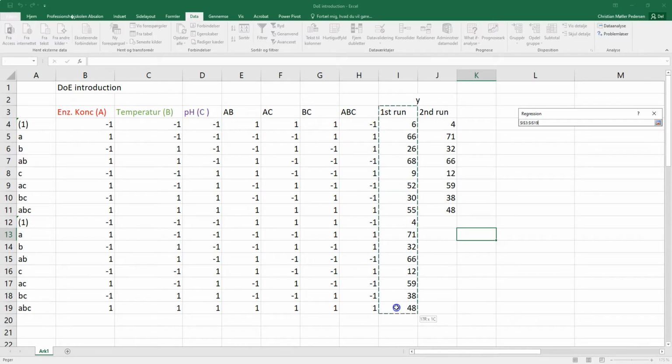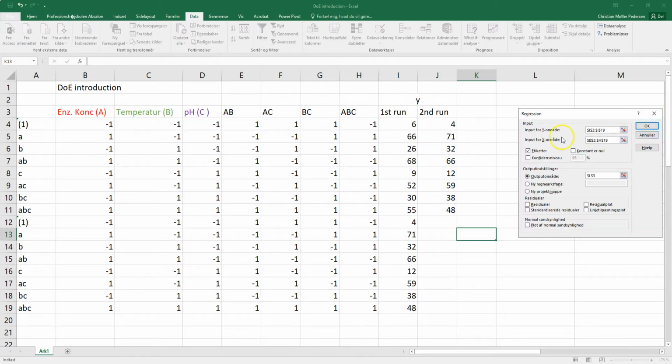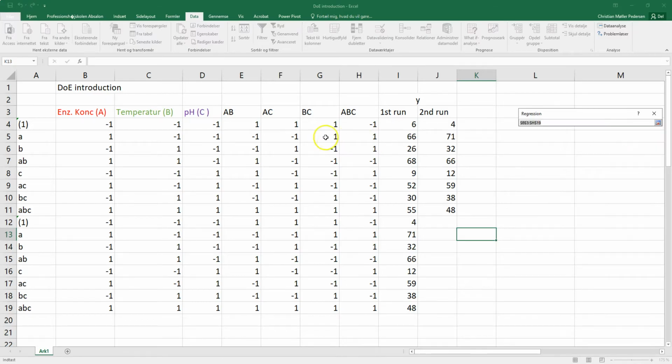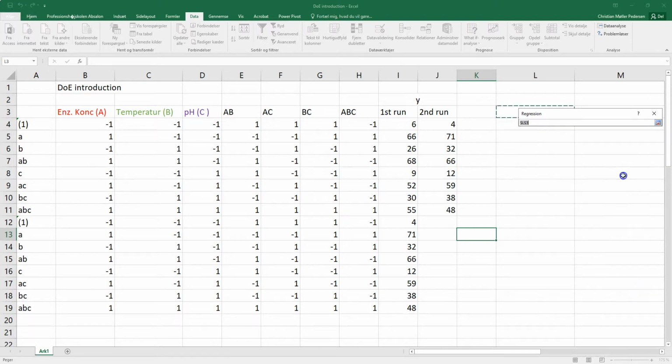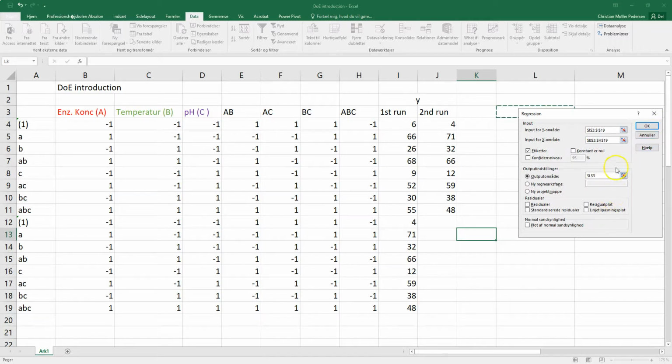I'll just choose the labels as well. This is not the best label I could choose, but oh well. Like that. And the x values, that's just my entire contrast matrix here, including the labels. Like that. So I tick this box here because I included the labels, and I want an output area. Yeah, let's just choose that one. And let's see what it gives us.